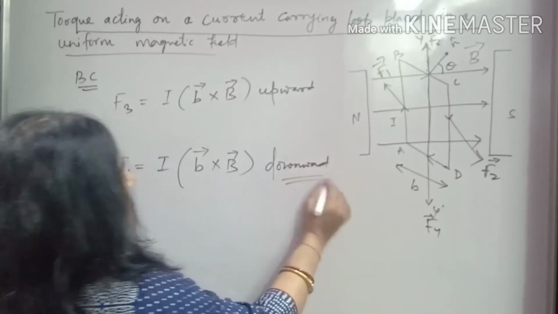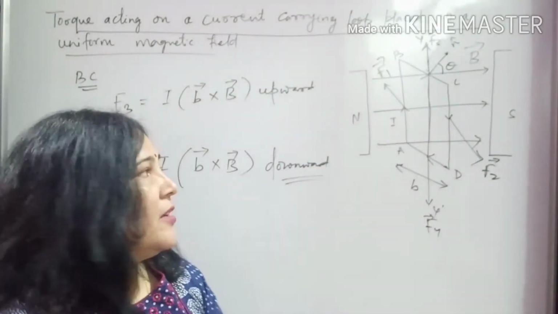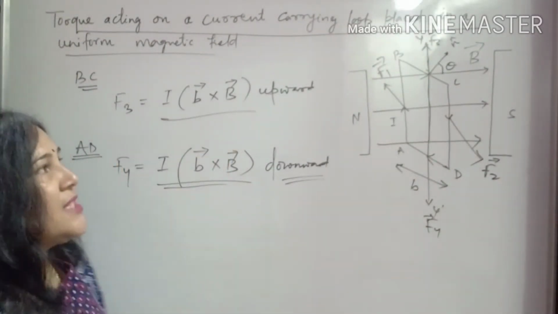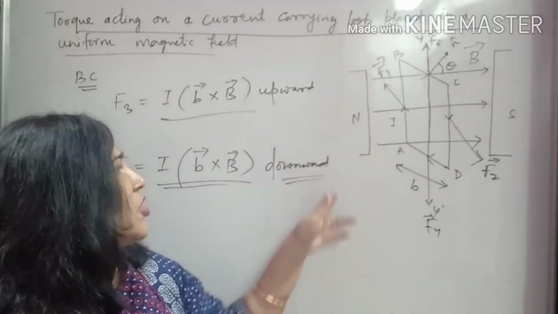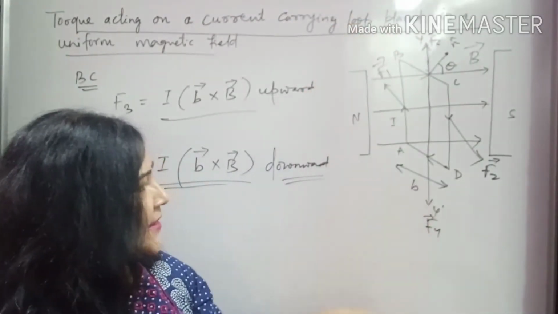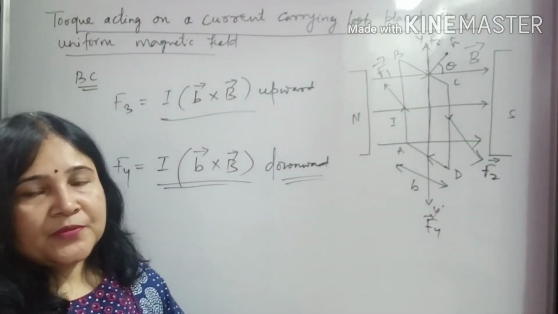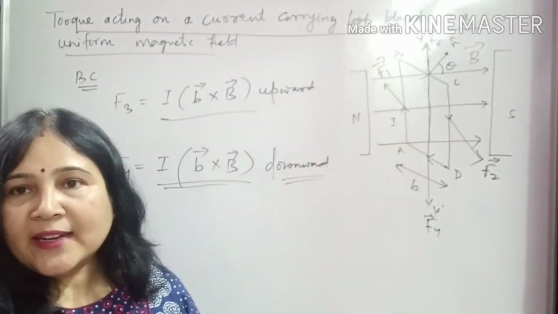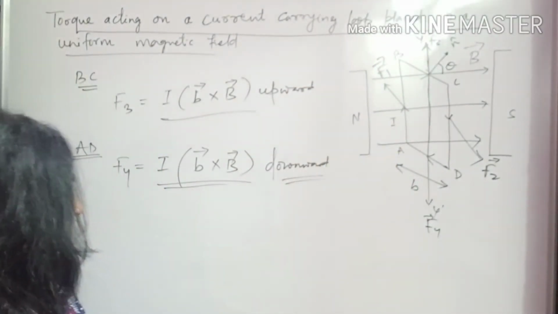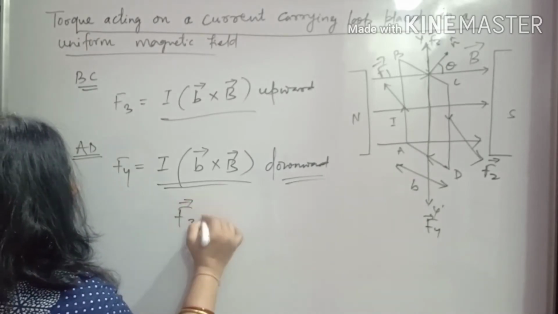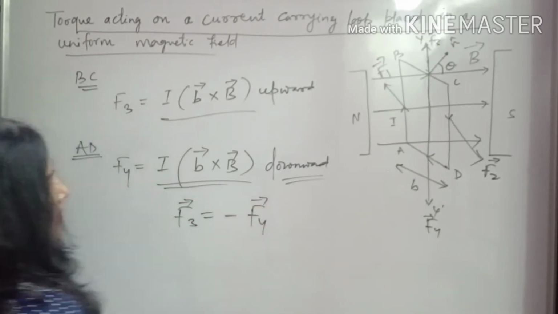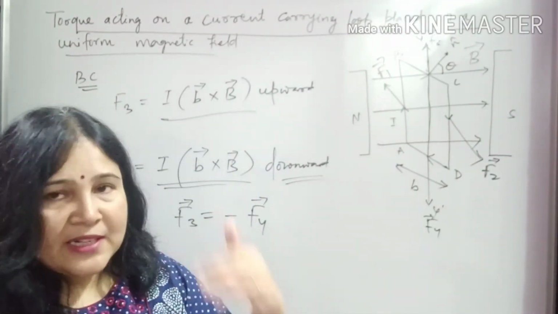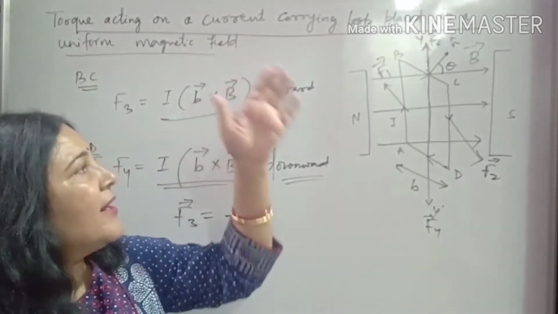So we got all the four forces in their directions. Now look at these forces F3 and F4. Their magnitudes are the same, right? And if you look at the direction, they are just opposite: F3 is acting upward and F4 is acting downward. And their line of action is the same. The two forces act along the same line, but in opposite directions. So F3 is equal to minus F4. Both have the same magnitude and they act in opposite directions, and their line of action is the same.